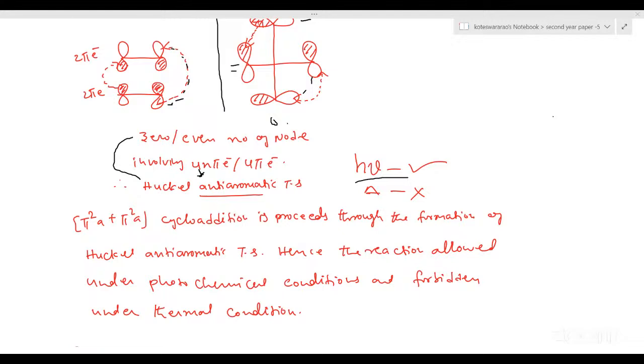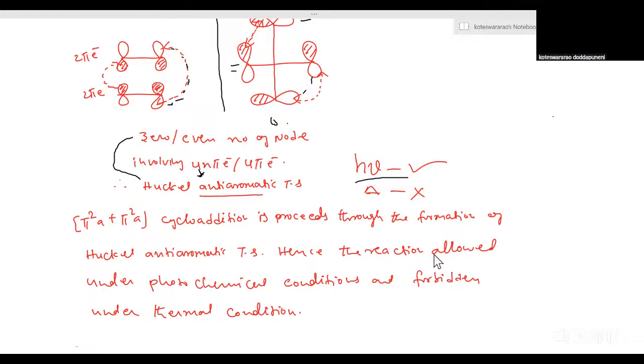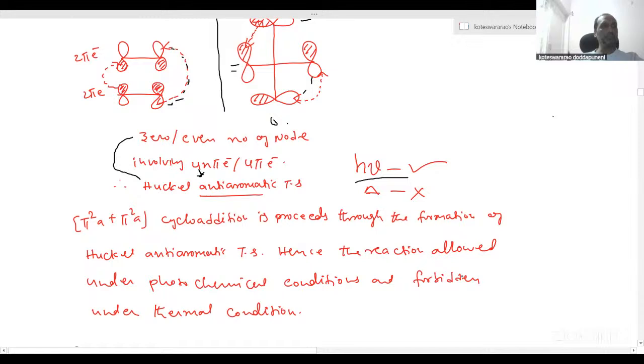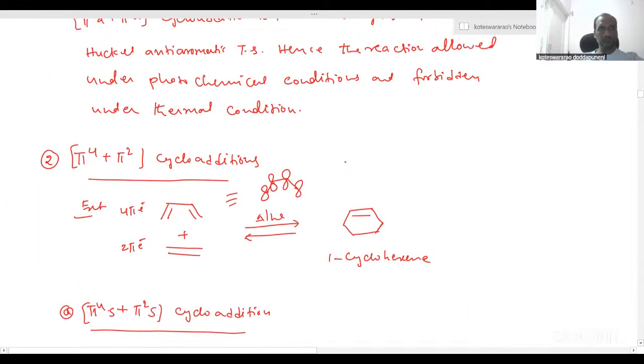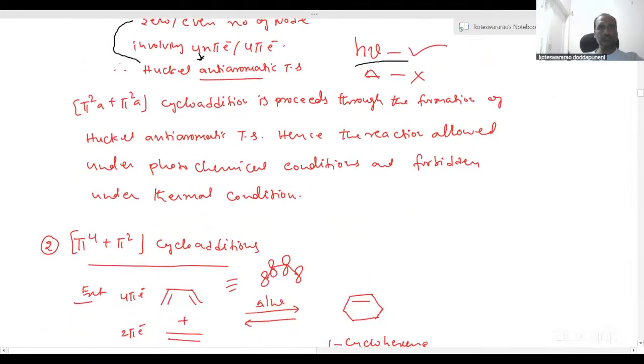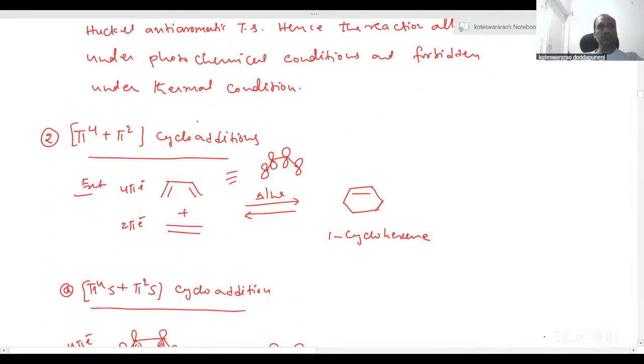Okay, sir. Right. Now this is about the 2+2 cycloadditions with the analysis by the PMO method. Now coming to the cycloaddition involving 4 pi plus 2 pi, the [4+2] cycloaddition.